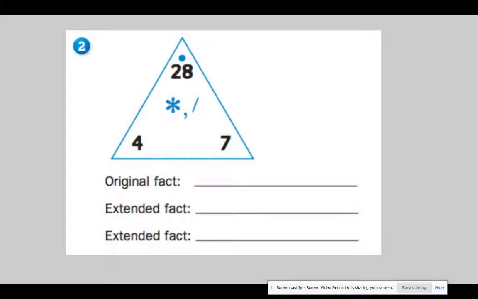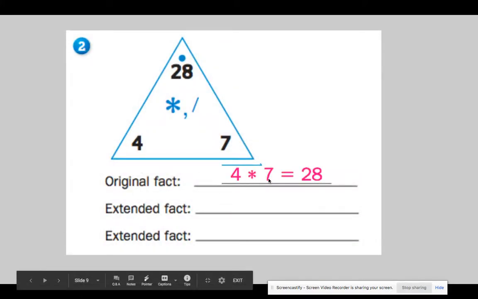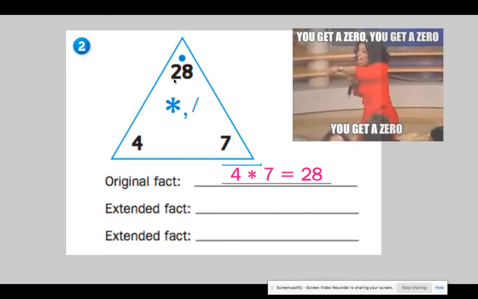Let's do one more problem together. Again, don't forget, we have our original fact here. 4 times 7 is 28. Don't forget our friend Oprah. You get a 0. You get a 0.